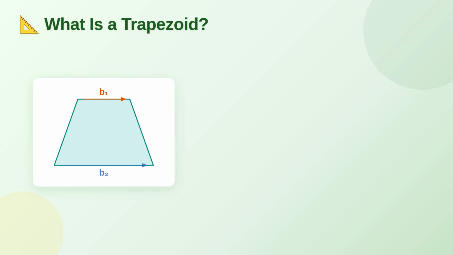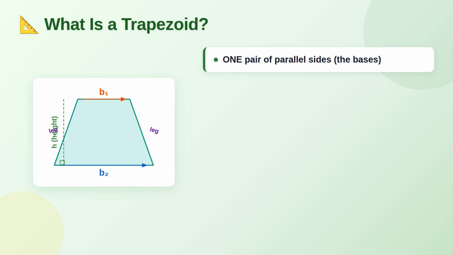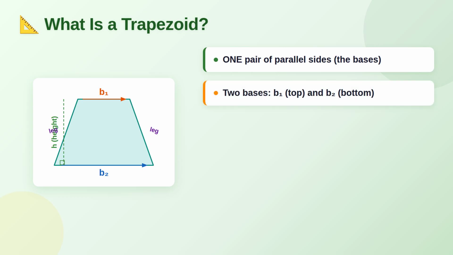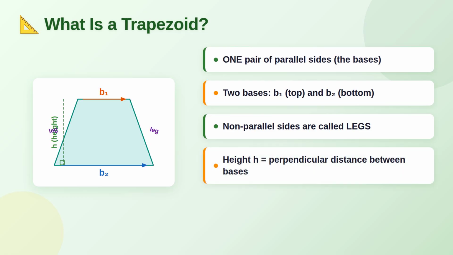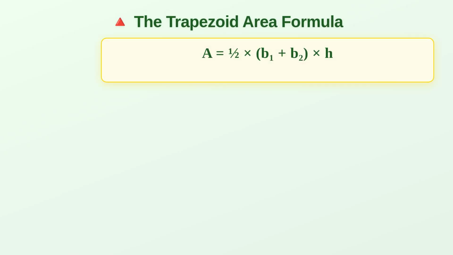Now, Maya flips to the next page in her project, trapezoids. A trapezoid has exactly one pair of parallel sides. The two parallel sides are both called bases. We label them base 1 and base 2, since they're usually different lengths. The non-parallel sides are called legs. And just like the parallelogram, the height is the straight perpendicular distance between the two bases, not the length of the slanted legs. Maya sketches it out in her notebook to remember.